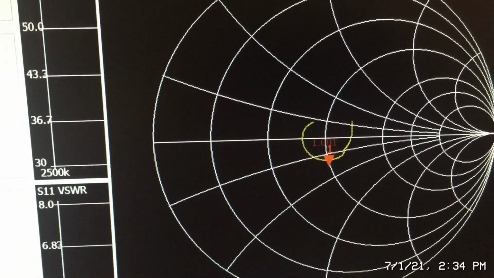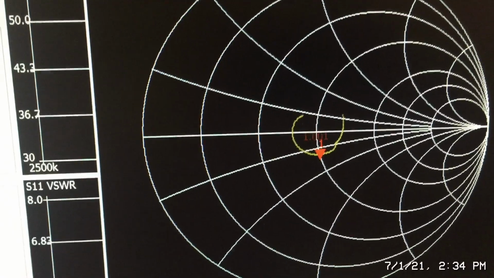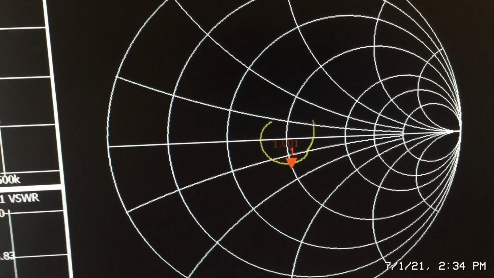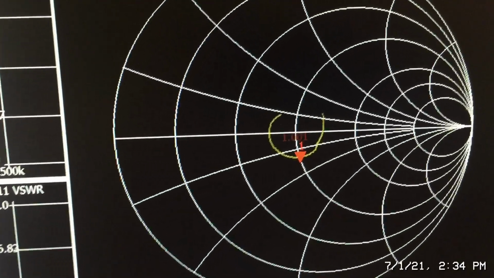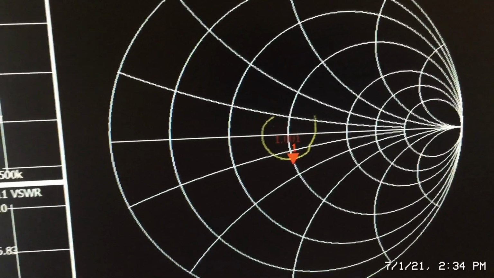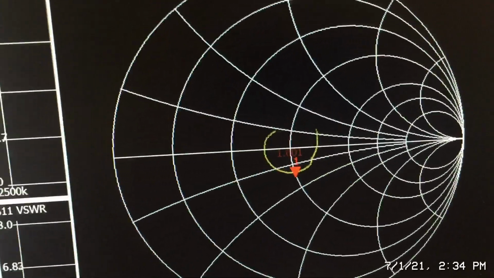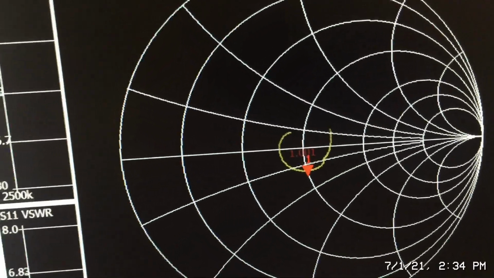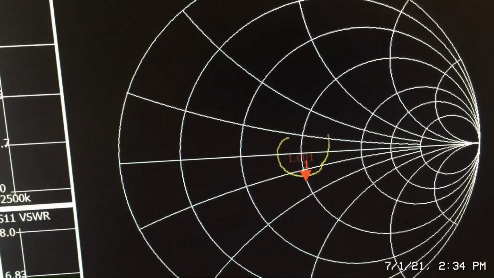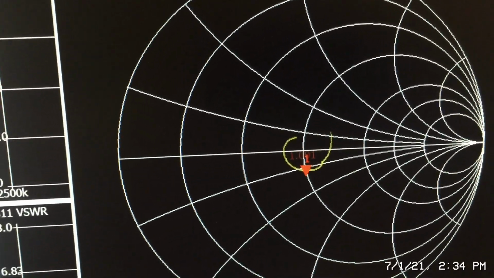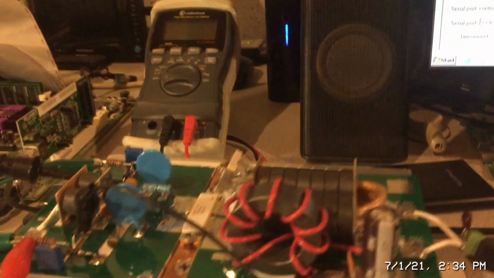So you can see as I'm adjusting the trimmer that we're getting further and further away from the 50 ohms and further away from zero reactance. So that's just a look at what happens real time as we tune these transformers. Now I'm turning it the other way and you can see the effects. So that's basically what I wanted to demonstrate today.